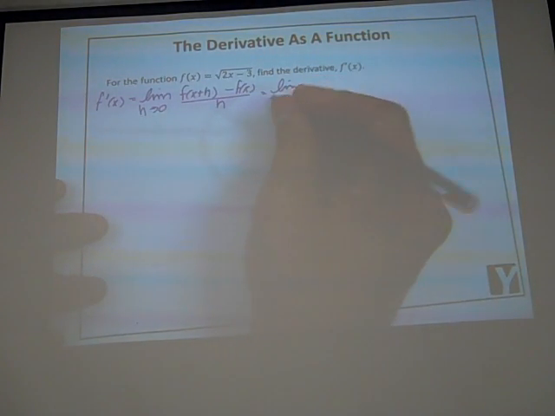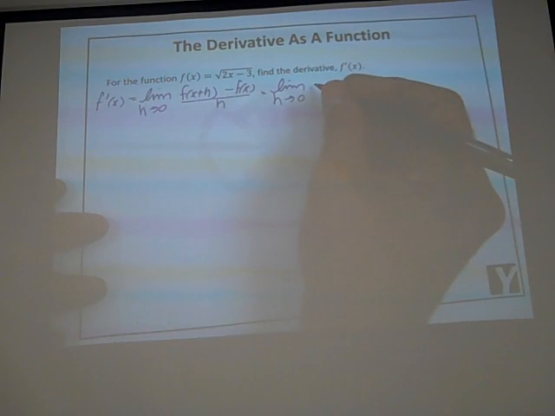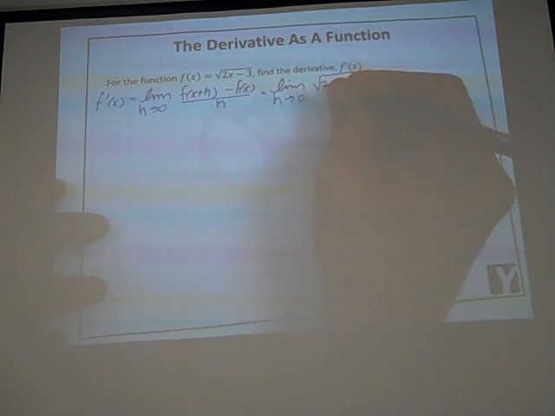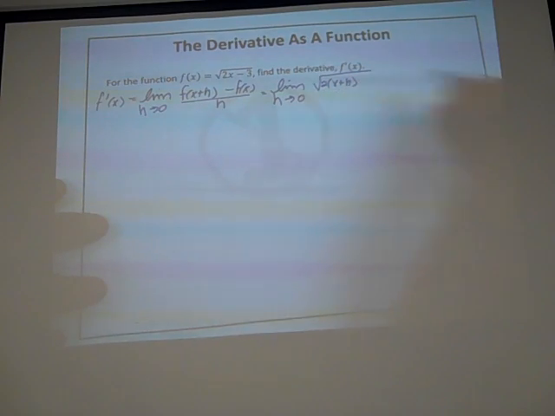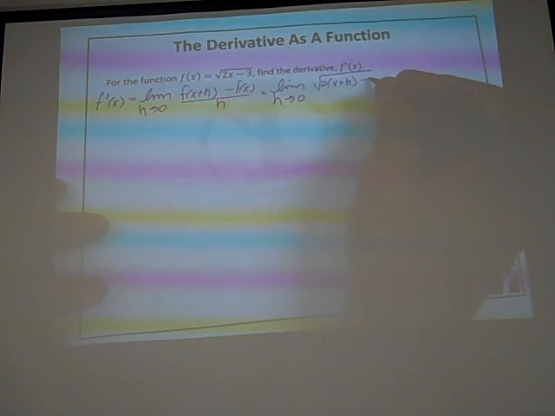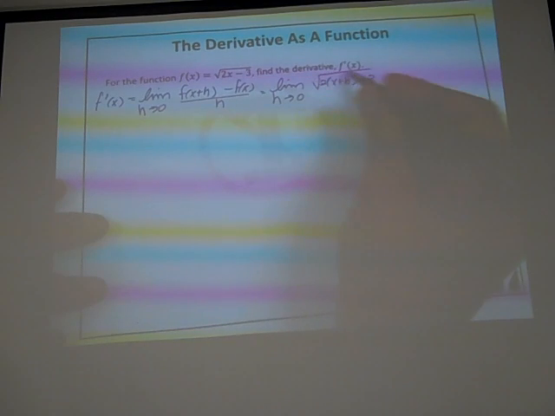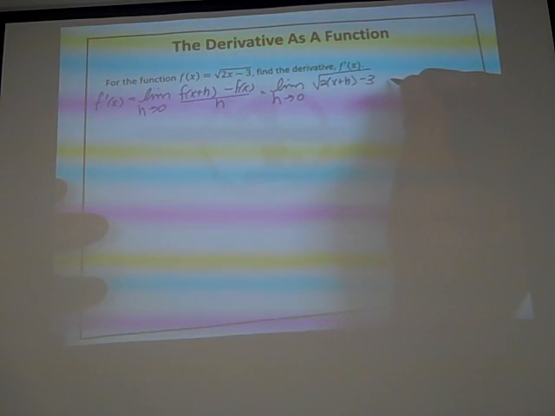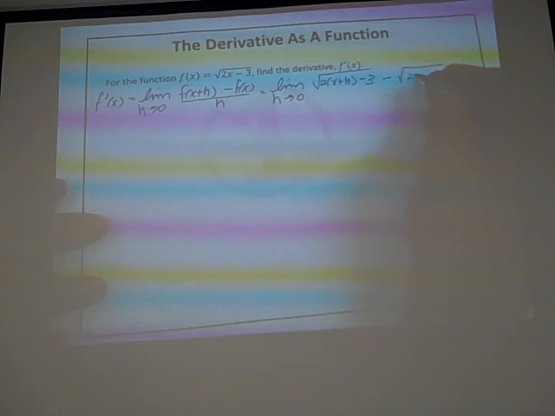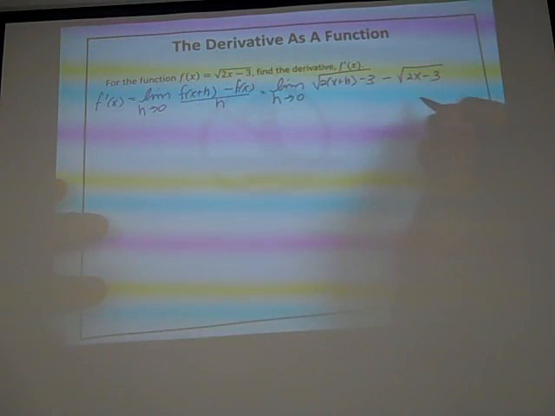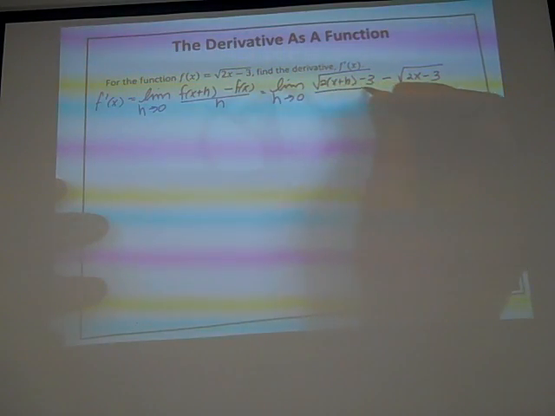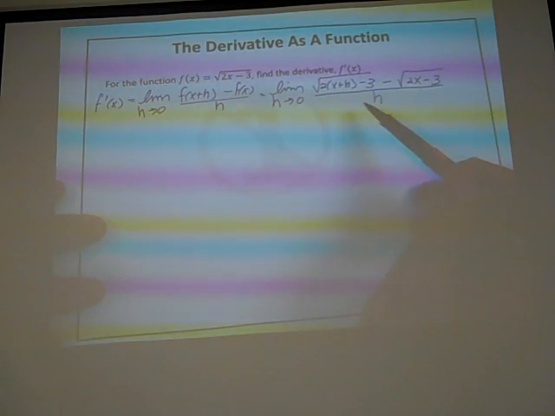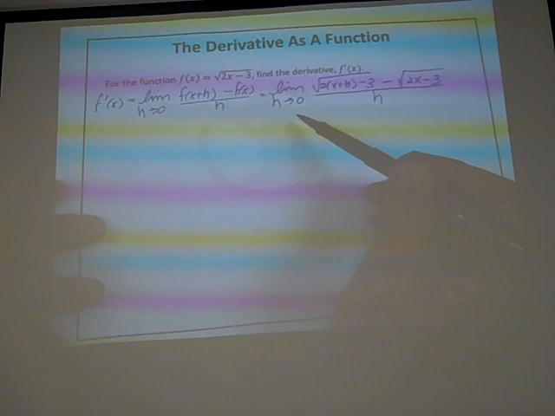Well, let's see. f of x plus h means we go to f, this function here, and everywhere there was an x, we replace that with x plus h. So we've got square root 2 parentheses x plus h minus 3. From that, we're going to subtract f of x, which is the square root of 2x minus 3, all over h. For those of you that have gotten really good with limits, you know what's going to happen.